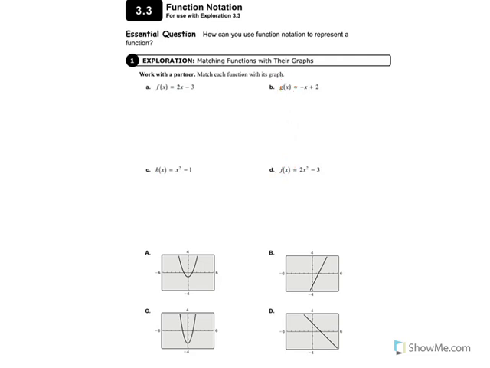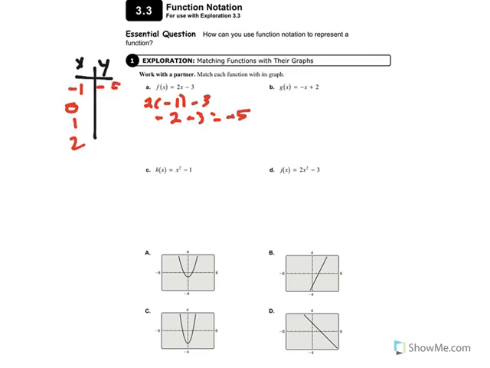So what we're going to do is match these functions with their graphs. When we look at 2x minus 3, I think we should create an XY chart. Let's just do negative 1, 0, 1, and 2. So we have 2 times negative 1 minus 3, so negative 2 minus 3, which is negative 5. Then let's try 0: 2 times 0 minus 3, so 0 minus 3, which is negative 3.